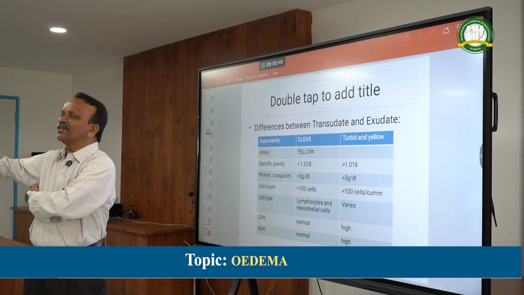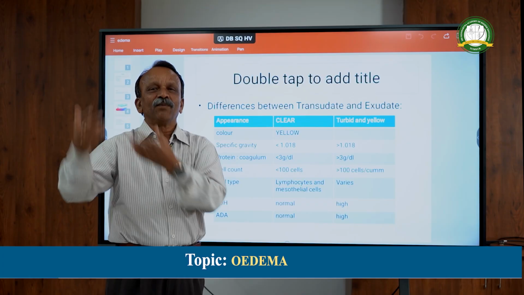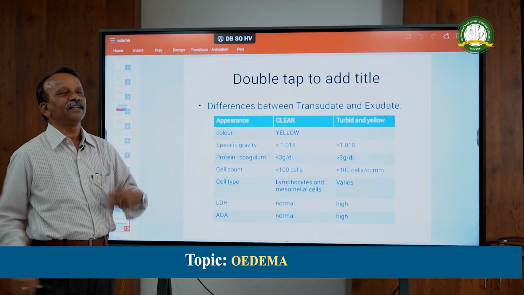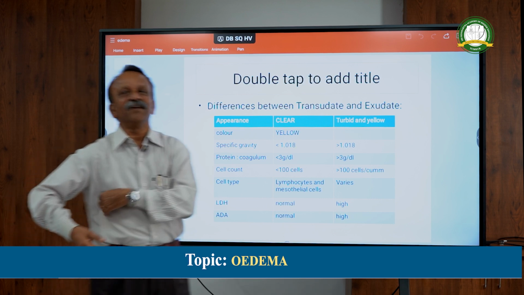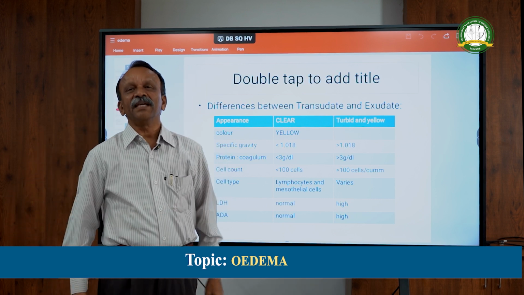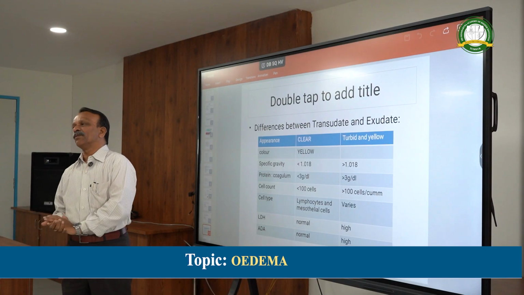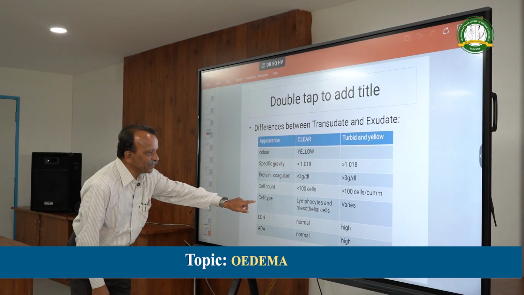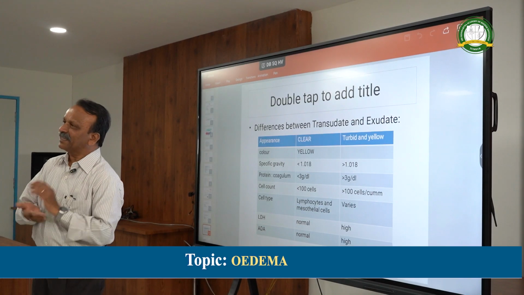There will be formation of an exudate within the pleural cavity, and even in cases of abscess of the lung also, it is empyema, that is collection of more amount of cells. Then the next one is cell type. What are all the cell types that we see?